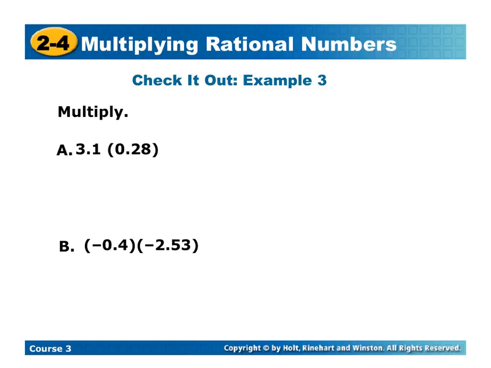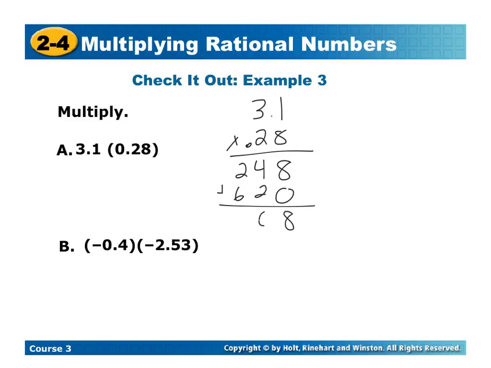Now it's your turn. Why don't you pause the video and try these two out on your own just to check to see how you're doing. So our first one, we have 3 and 1 tenth, and I'm going to multiply it by 28 hundredths. So 8 times 1 is 8, 8 times 3 is 24, we're going to put in the 0 placeholder, 2 times 1 is 2, 2 times 3 is 6. I'm going to add these up, so we have 8, 6, and 8. Now I'm going to count, I have 1, 2, 3 digits behind the decimal point in my factors, so it's going to go 1, 2, 3.